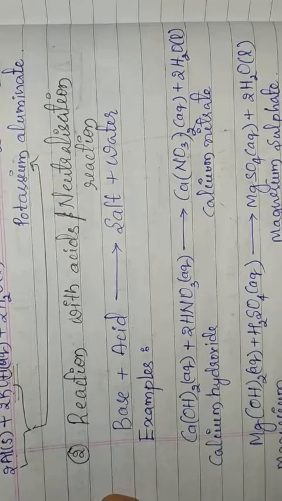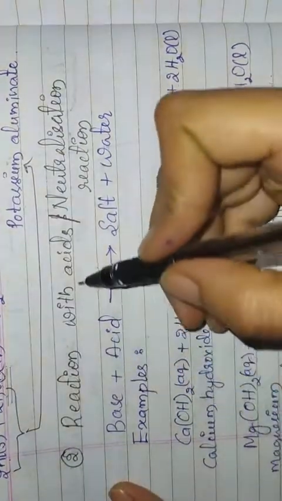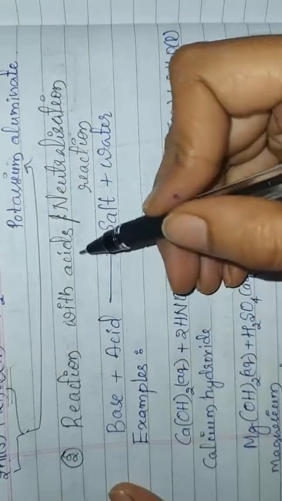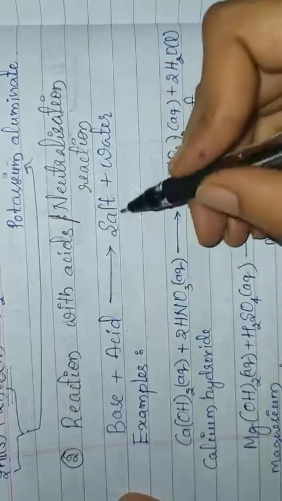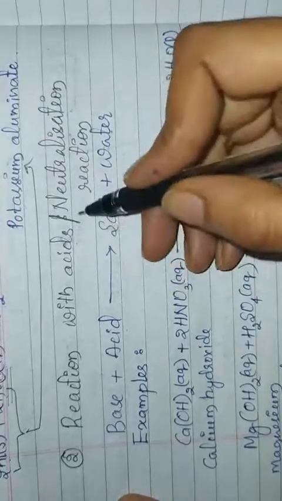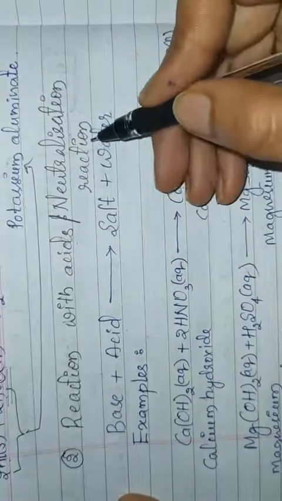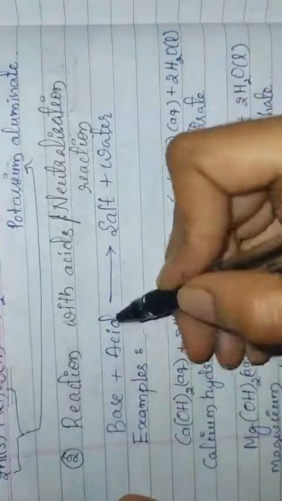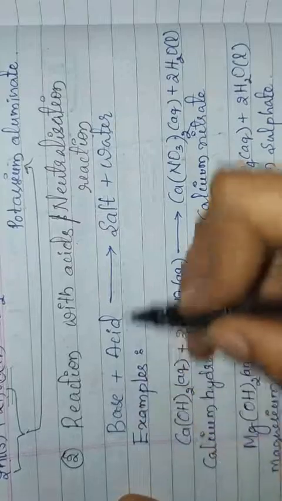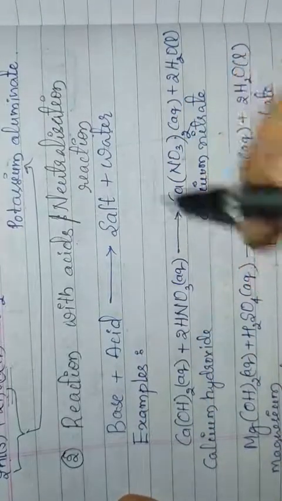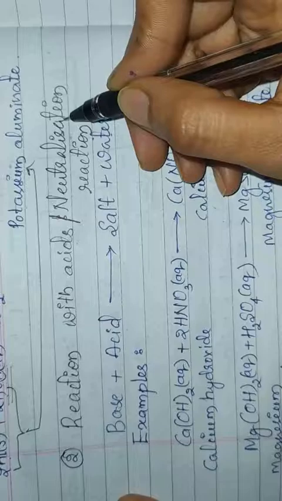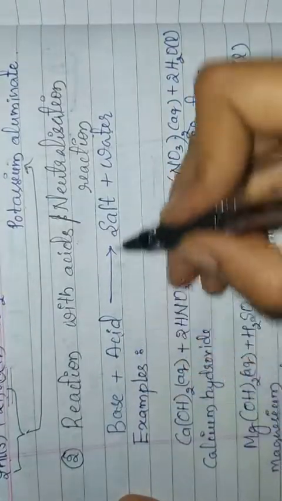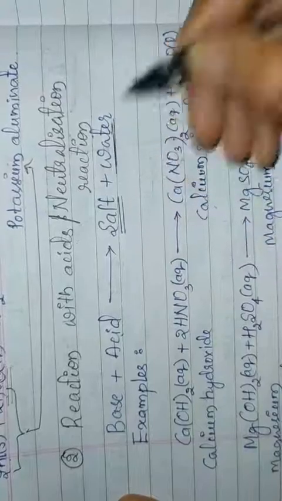Let us see the second chemical property, that is reaction with acids. Base reacts with acid and they will form salt and water. This kind of reaction is also known as neutralization reaction, because base neutralizes the acid and acid neutralizes the base. Therefore, this kind of reaction is known as neutralization reaction. So when base and acid react, they will form salt and water.